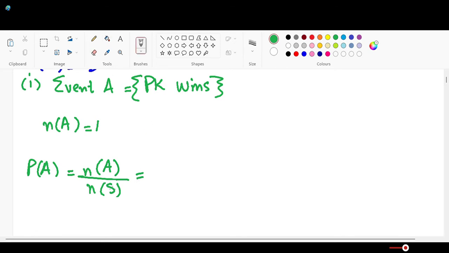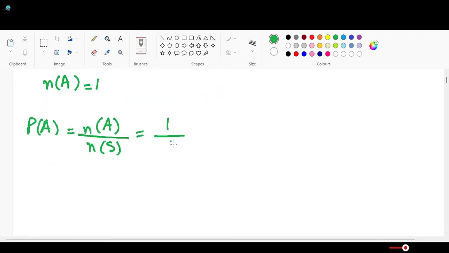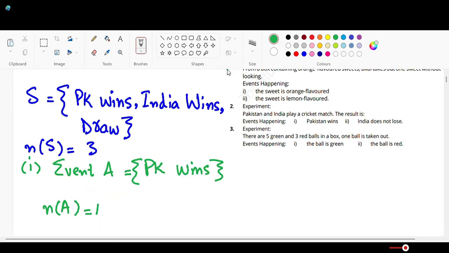So this is the formula, and we put the values inside the formula. N of A is 1, and we know that N of S, the number of elements in the sample space, is 3. So the probability of Pakistan winning is 1/3, according to the information that we are given. Now let's move on to the second event, number 2.